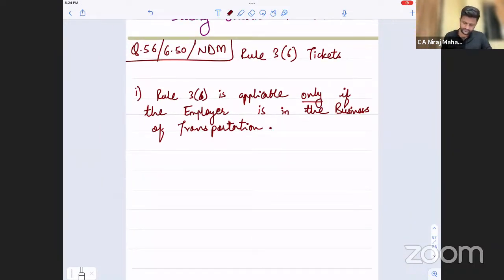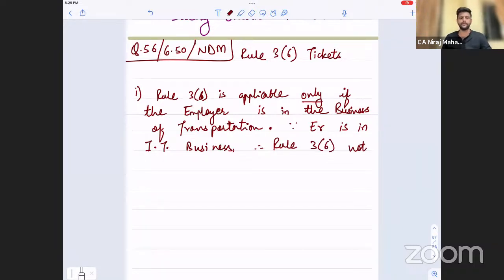Therefore, since the employer is in the IT business, rule 36 is not applicable. The perquisite itself is not applicable, therefore not taxable.